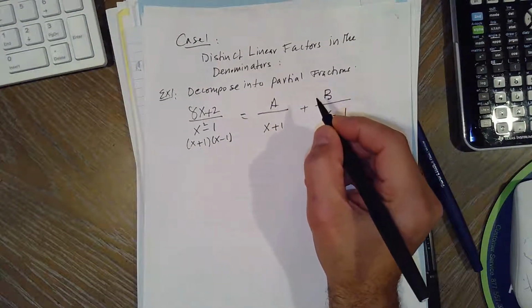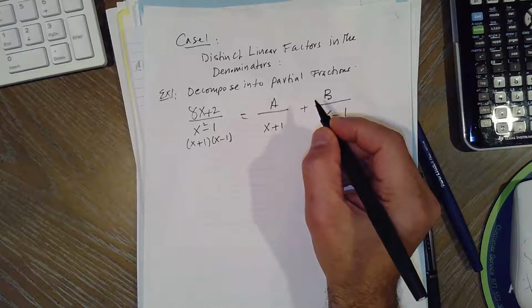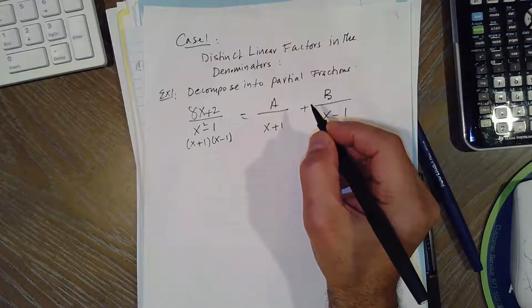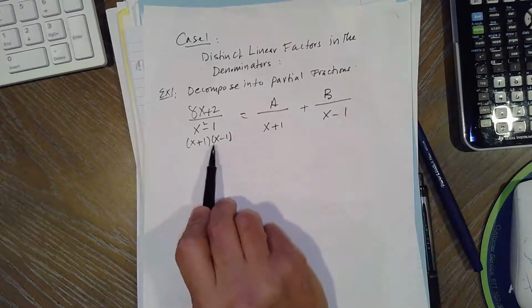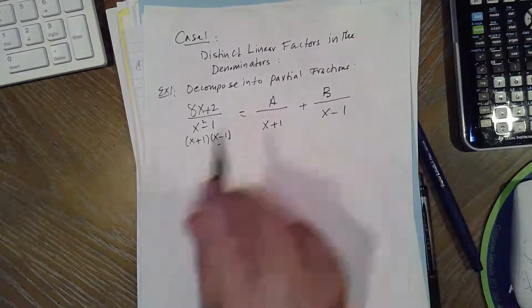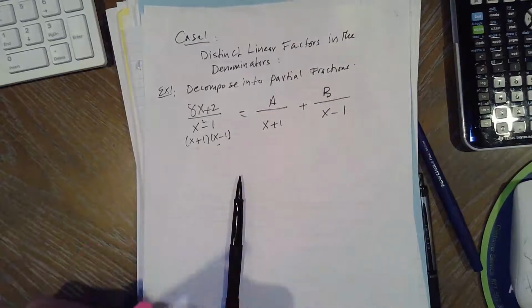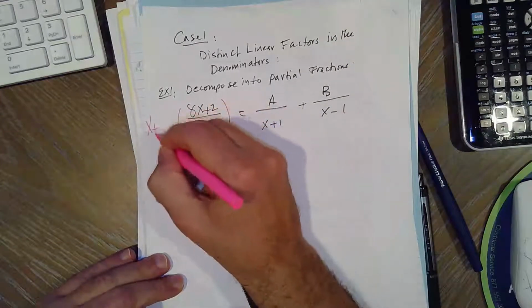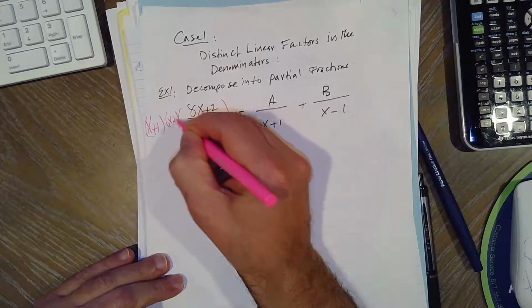And then multiply the whole equation by the bottom of the original fraction. So x plus 1 times x minus 1 is what we're going to multiply by, to clear out all the fractions.